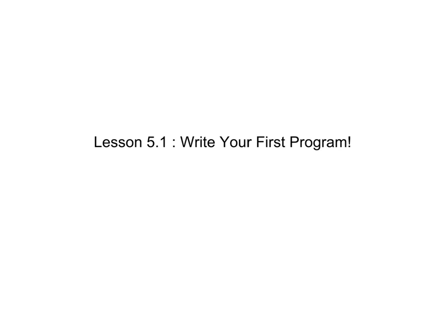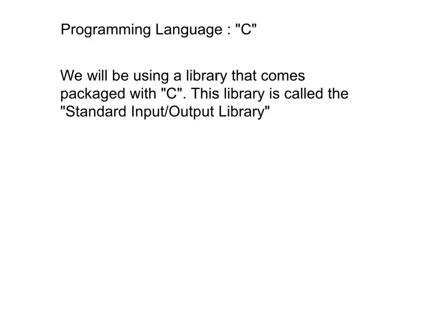The programming language we are going to be using in order to do this is called C. Here are the rules for C that you need to know in order to make this program. Now, because we want to print text to the screen, we need a function that will do this. So we're going to use a function that comes packaged with C in a library that is known as the Standard Input-Output Library.